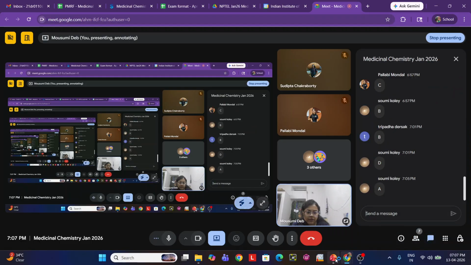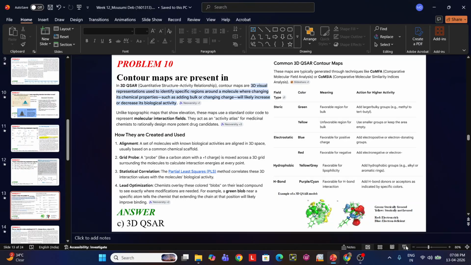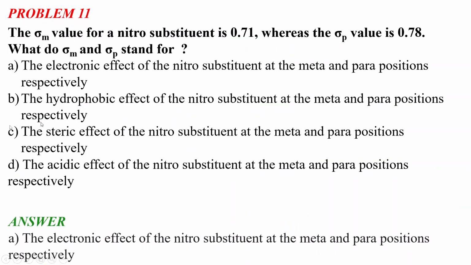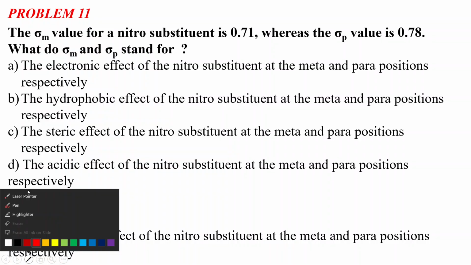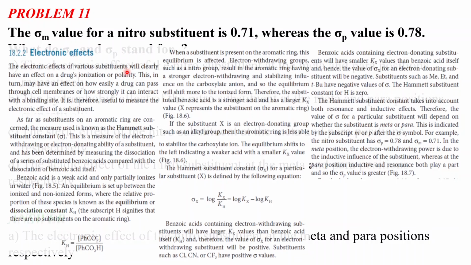Let me check if number A is the correct answer or not, or is there any other answer which is correct for our problem number 11. So the correct answer will be, very good, it is number A. The sigma M and sigma P denote the electronic factor of this particular substituent at the meta and para position.